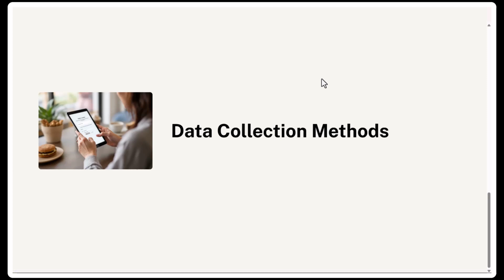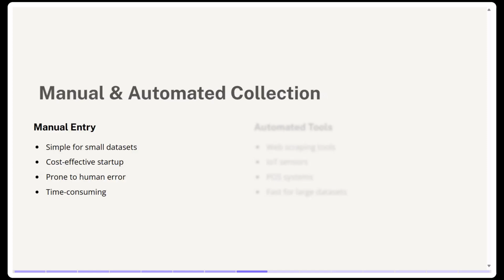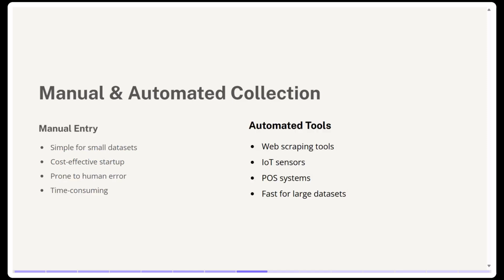Here are some of the common methods. Number one, we have the manual and automated data collection. Manual entry involves humans inputting data into a system, such as typing survey responses into a spreadsheet. This is simple for small-scale surveys and data sets, as well as observational studies. It is simple and cost-effective for small data sets. However, on the other hand, it is time-consuming and prone to human error, and also not scalable for large data sets.